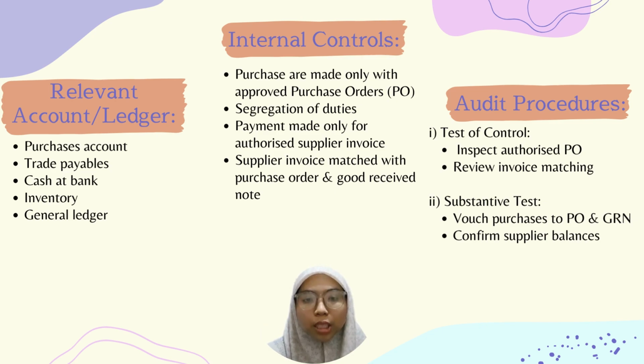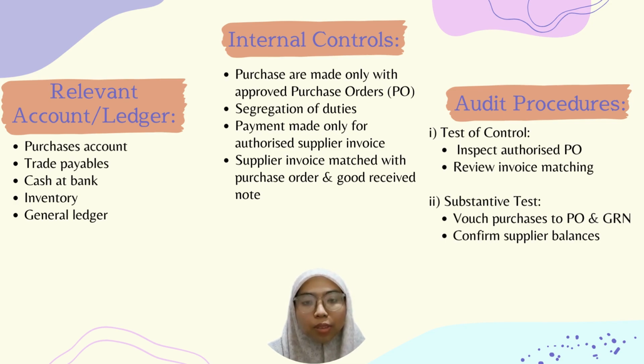For audit procedure, they have 2 tests, which are test of control and substantive test. For test of control, to check whether controls are working, inspect whether purchase orders are authorized, invoices are matched to PO and GRN, observe approval procedure for payment from start until payment happens, review evidence of segregation of duty, such as receiving reused delivery order.